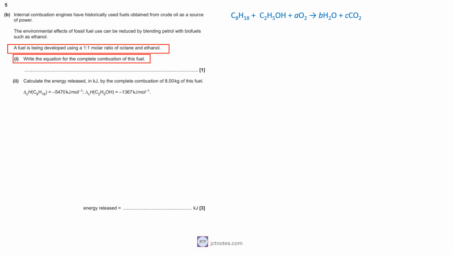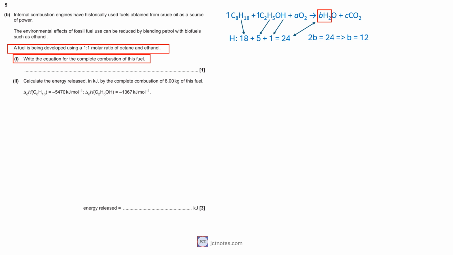We fix the number of moles of octane and ethanol to 1 and balance the equation. Carbon and hydrogen are provided by the octane and ethanol, so B and C are easy to find. The number of hydrogen provided by 1 mole of octane and ethanol is 18 plus 5 plus 1 equals 24 mole. As each molecule of water has 2 atoms of hydrogen, we are going to need 12 molecules of water. Therefore, B equals 12.